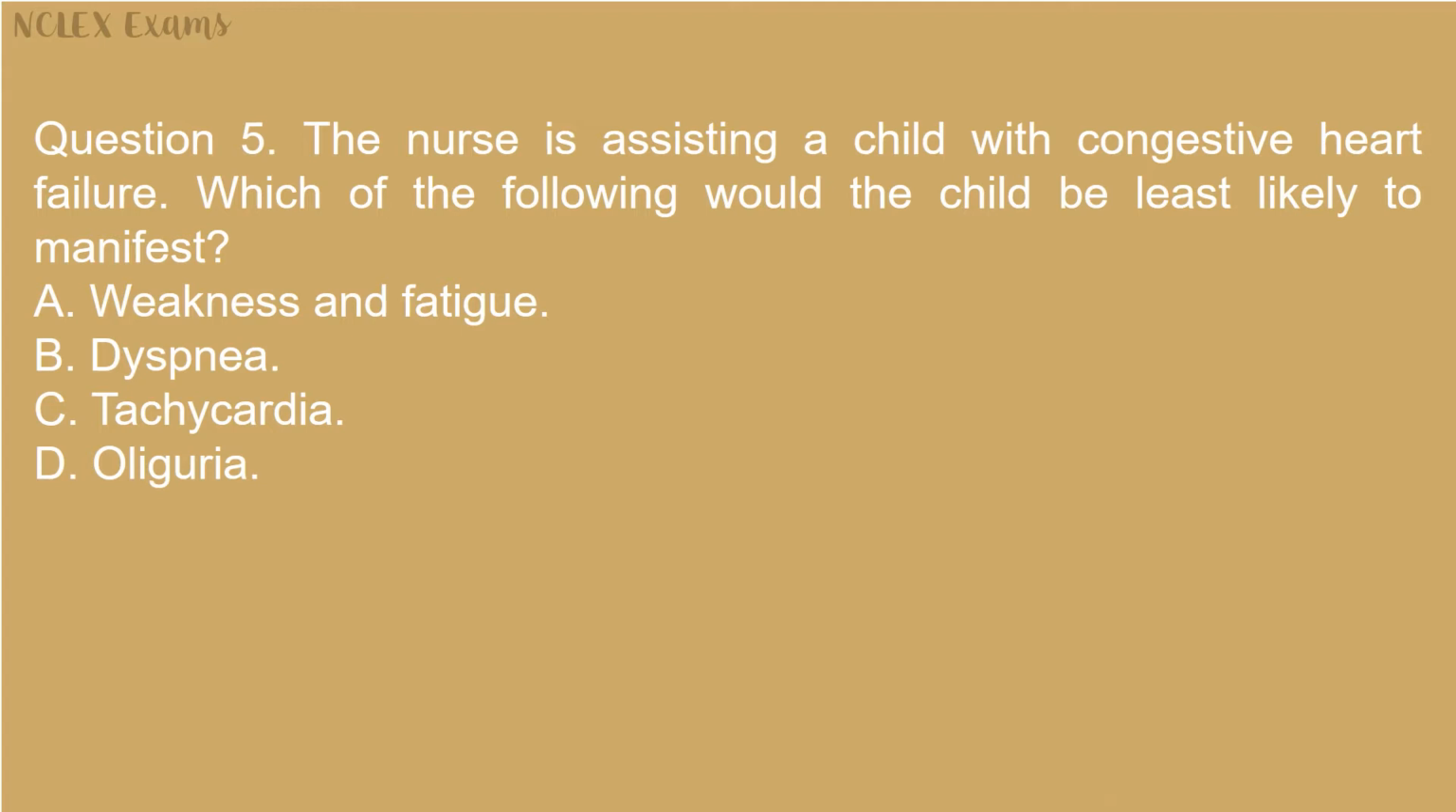Question 5. The nurse is assisting a child with congestive heart failure. Which of the following would the child be least likely to manifest? A. Weakness and fatigue. B. Dyspnea. C. Tachycardia. D. Oliguria.